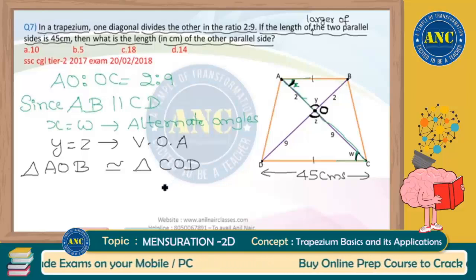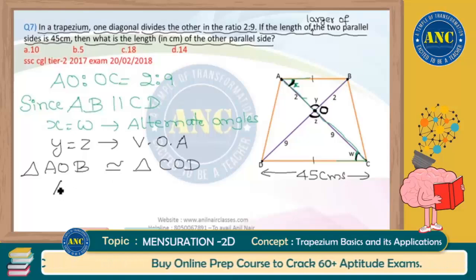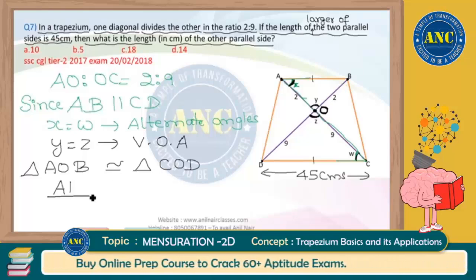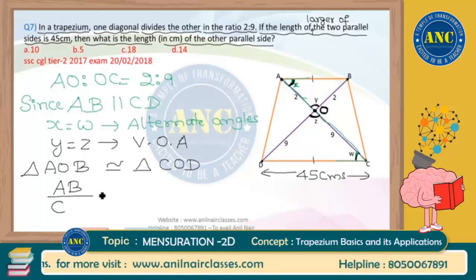If two triangles are similar, then their corresponding sides are proportional. That means for triangle AOB I will take AB, and for triangle COD I will take the base CD. That means AB by CD is equal to, for triangle AOB, I will take AO, the corresponding side of AOB, AO.